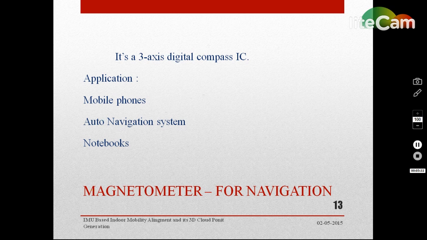and magnetometer for navigation purpose. It is also a 3-axis digital IC compass. It is used for navigation measurement. It can enable 0 to 2 degree compass accuracy. It is a more accurate 8 point compass which works in a magnetic field environment, and applications here are mobile phones, auto navigation systems and notebooks.